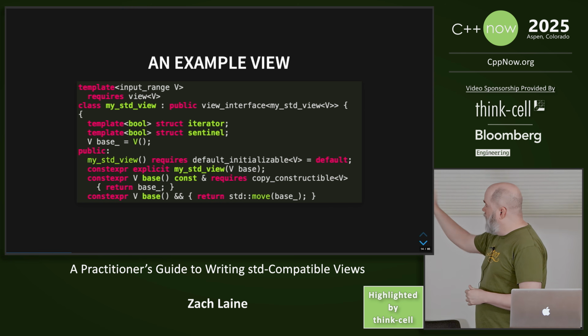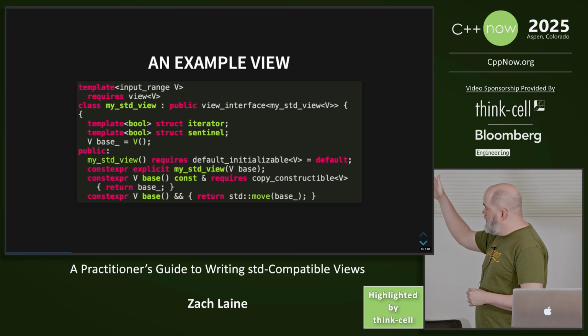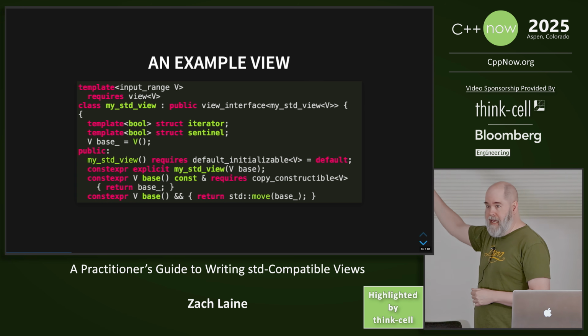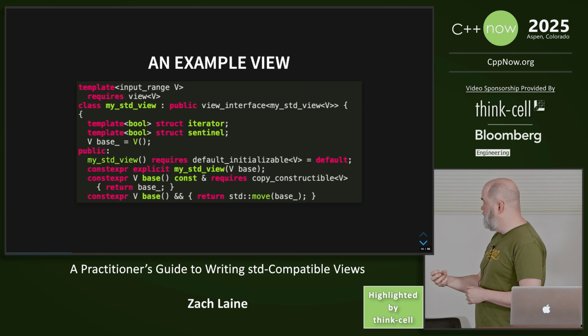Then the private members are, we have a nested iterator template, we have a nested sentinel template, and then we have base. Base is an object of type V. And so you can see when we adapt a view, we actually take it by composition. We move the view that we're adapting in and hold it as a data member.